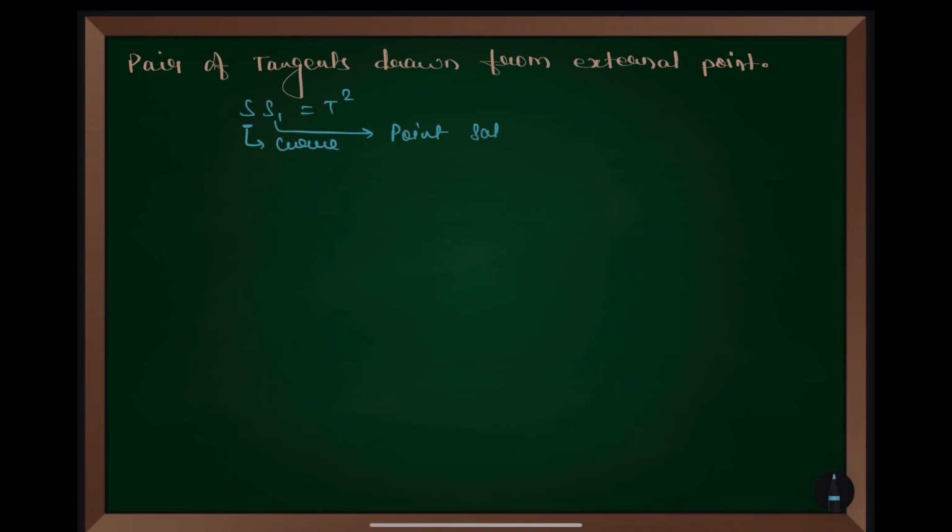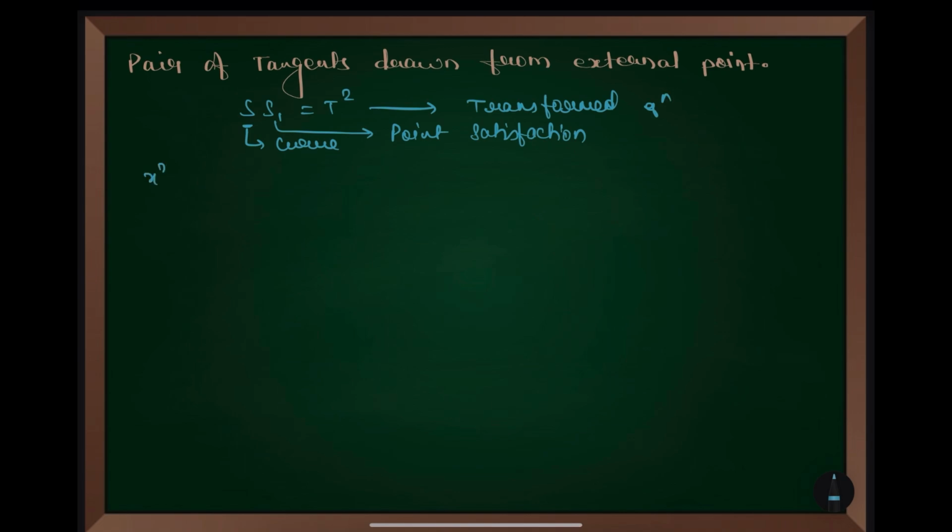Point satisfaction, which means you have to satisfy the point. Who is T? Transformed equation. Now look at this.